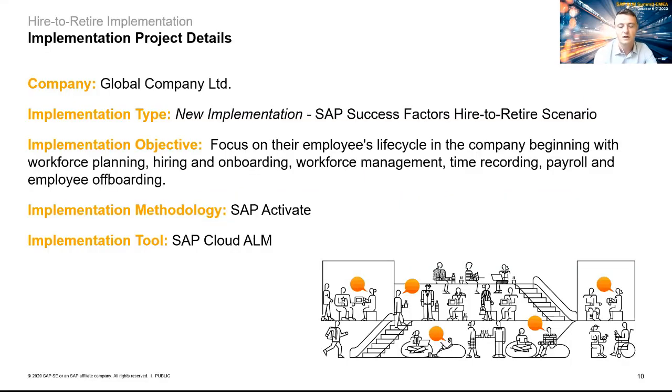So a sample of what our implementation is today: we're going to use a general, global company, Global Company Ltd. It's going to be a new implementation of a hire to retire scenario, and of course the objective there is they want to focus on an employee's life cycle in the company. So our implementation methodology is going to be SAP Activate, and of course our tool is going to be SAP Cloud ALM, which you're all here to see.